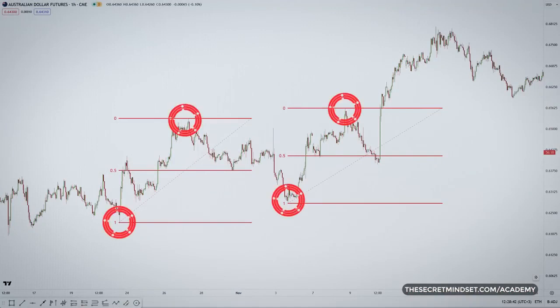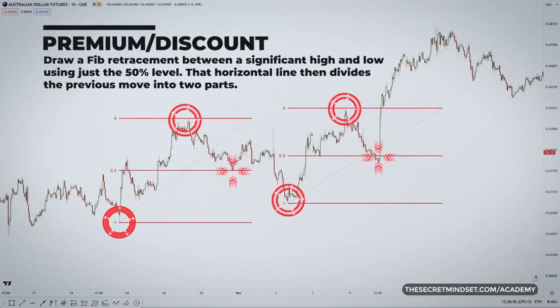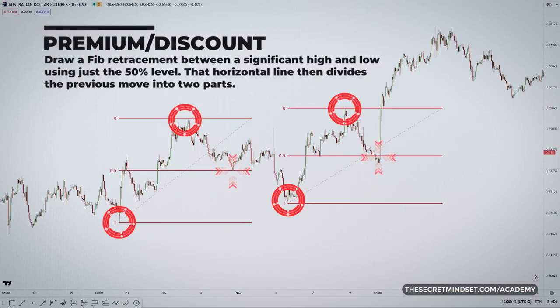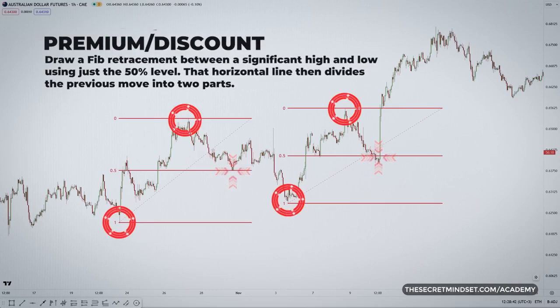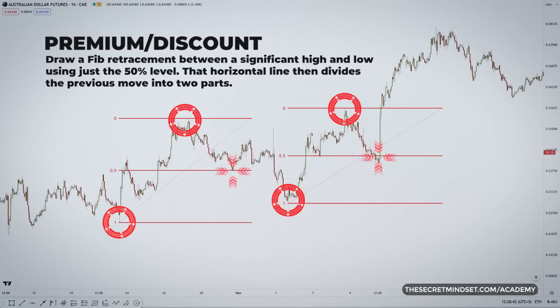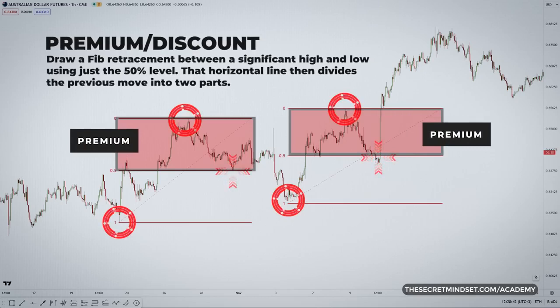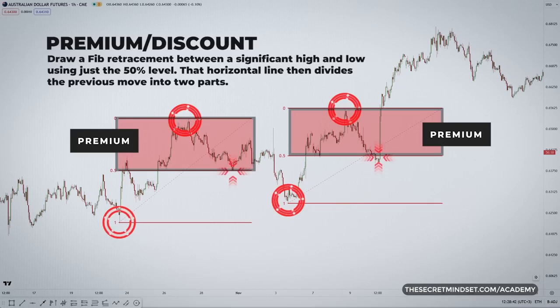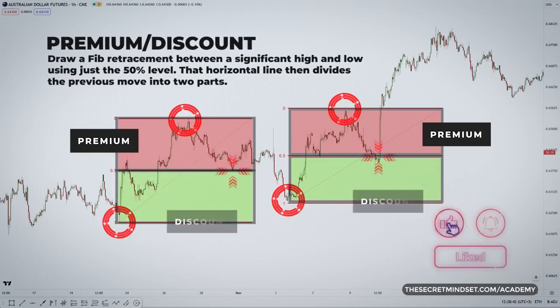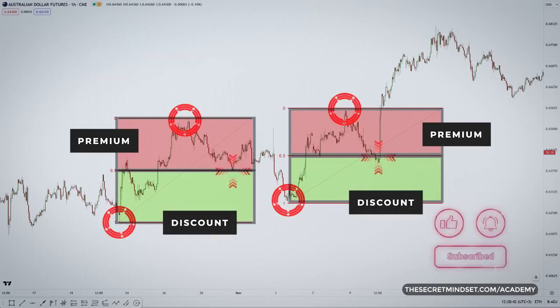If you trade ICT concepts, you might combine this rule with the discount and premium zones. It's a basic idea where you draw a Fibonacci retracement between a significant high and low using just the 50% level. This horizontal line then divides the previous move into two parts. The upper half, above 50%, is when the price would be considered at a premium, meaning closer to the top of its recent range, whereas below 50% puts it down in discount territory, near the lows.